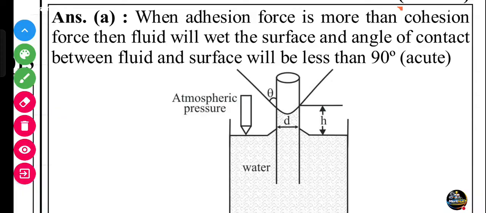You can see the explanation. When the adhesion force is more than the cohesion force, then the fluid will wet the surface, and the angle of contact between the fluid and the surface will be less than 90 degrees. This is called an acute angle.